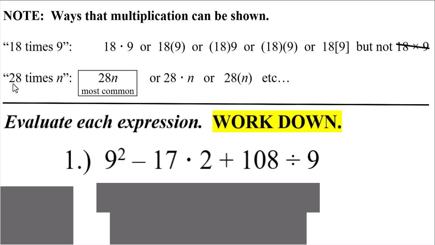Also, if you ever have a number multiplied to a variable, which we'll get to on problem number 4, you won't even see a times dot in between. You'll just see the number next to the variable with nothing in between. That's the most common way of showing a number times a variable.